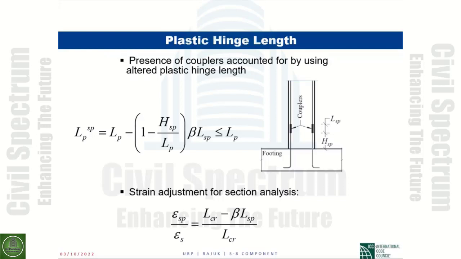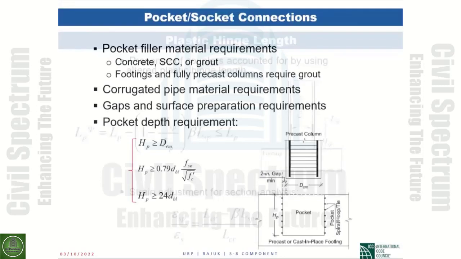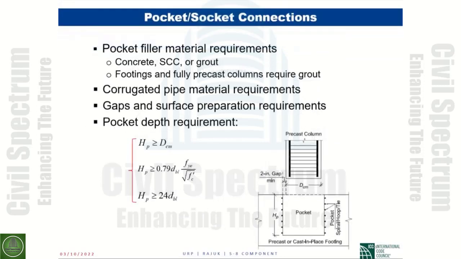Also, the effective strain that we can develop in the bars will be lower. So you notice here that we have an equation that tells the designer, if you want to do a strain analysis, how to account for these coupler parameters, the presence of couplers, and account for the reduced strain that can develop. So these are the tools that the designer would need for displacement-based design. So that was as far as the coupler is concerned.